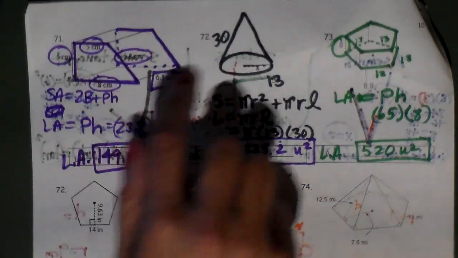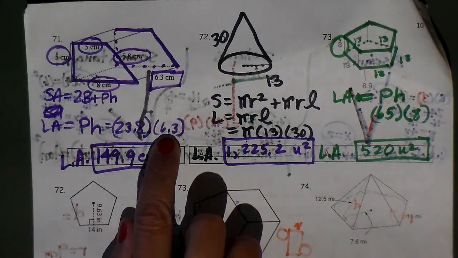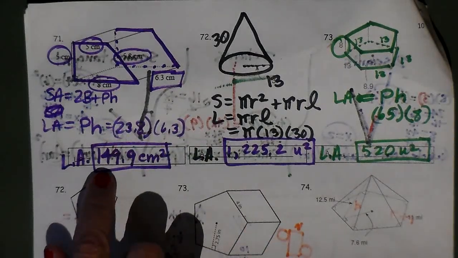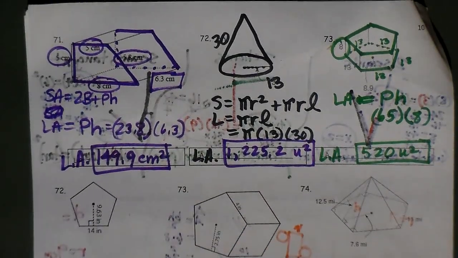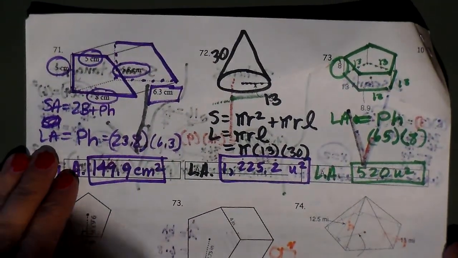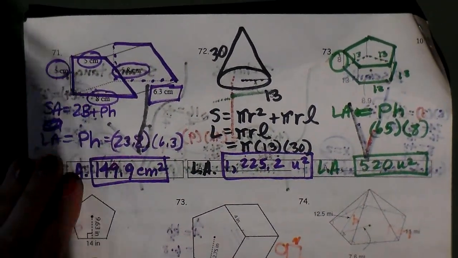And then my height, which is the distance between my two bases, is 6.3. You multiply those together, you get 149.9 square centimeters. And the paper falls. I'm pretty quick. I love my reactions. I've got serious ninja skills.